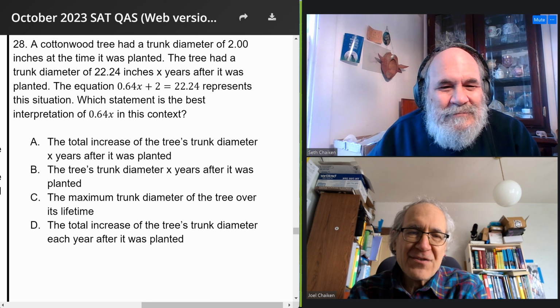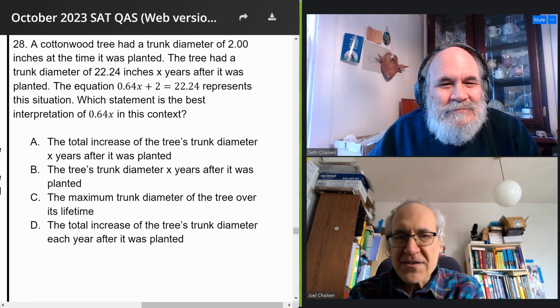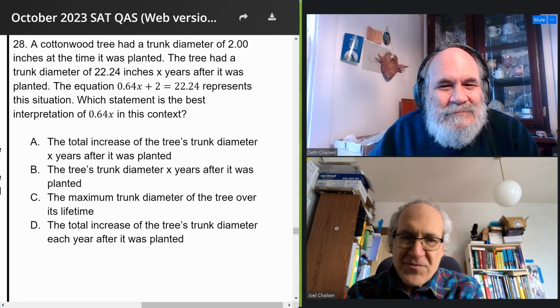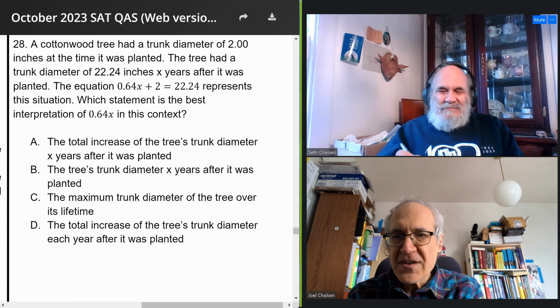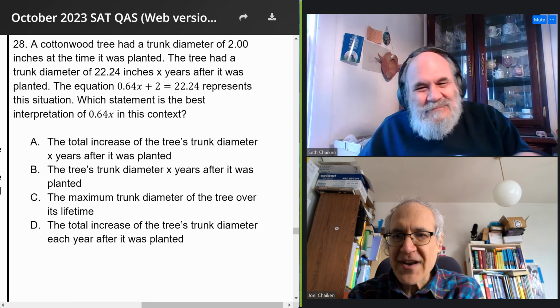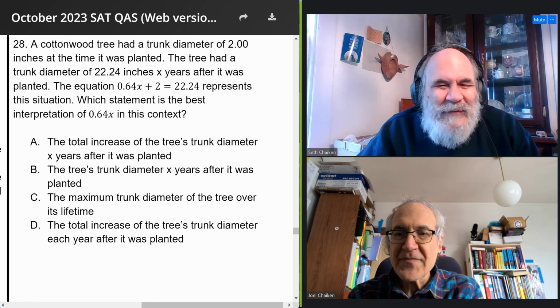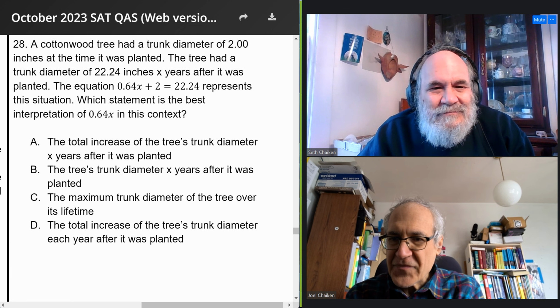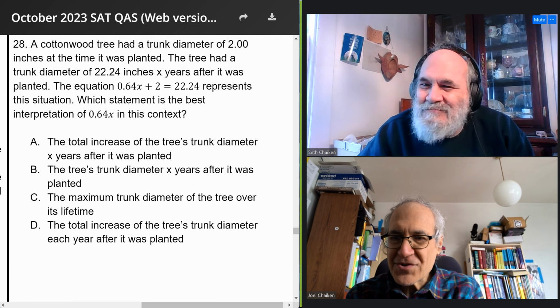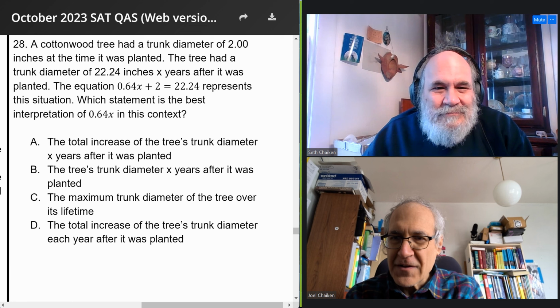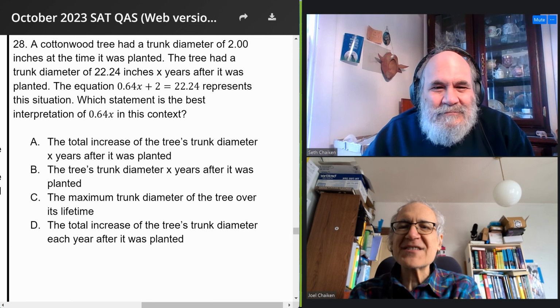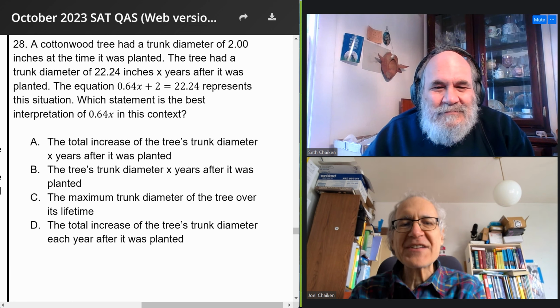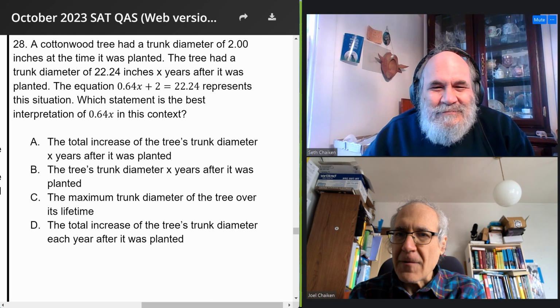Well, we already know that's the growth rate, the yearly growth rate. So let's see. Let's read them all. It's important to read them all so we choose the best answer. The total increase of the trunk's diameter x years, no, it's a rate. The trunk's diameter x years, no, it was a rate. The maximum trunk diameter of the tree over its lifetime. The 0.64x. Oh, I misread it. I just read it as 0.64. Oh, okay. Sorry.